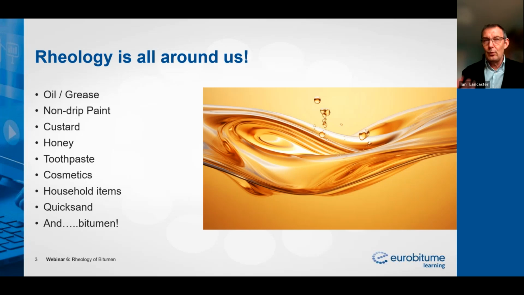It's one of the three most difficult materials to analyze rheologically, the other two being chocolate and blood. Both very difficult to analyze. But bitumen is particularly interesting from a rheological perspective, and I'll try and explain why a little bit later on.